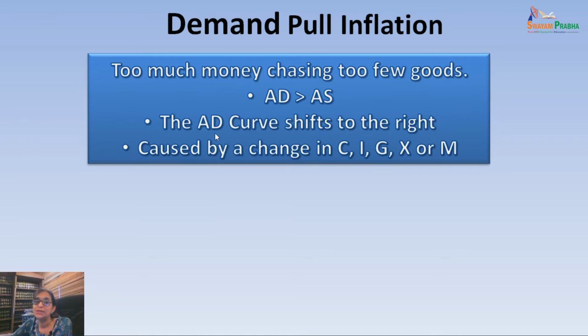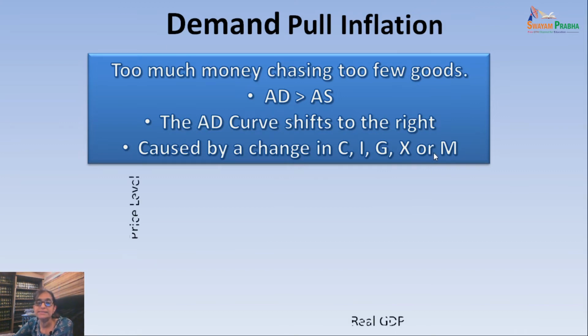Please go back to the lecture which we have already done on aggregate demand in Unit 2. If you are not recalling it right now, it will become clearer to you if you go back to those lectures and come back here. So the aggregate demand curve shifts to the right, and why does the AD curve shift to the right? It can be due to a change in consumption, investment, government expenditure, exports or imports.